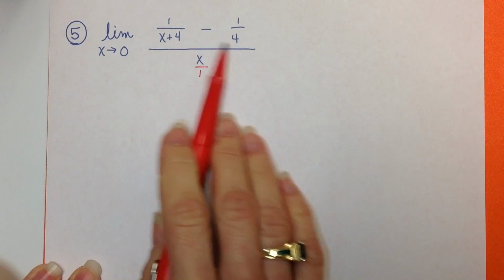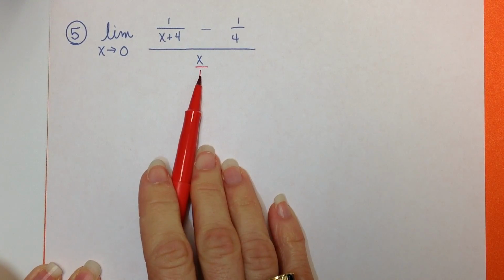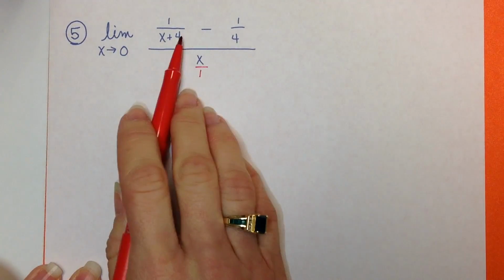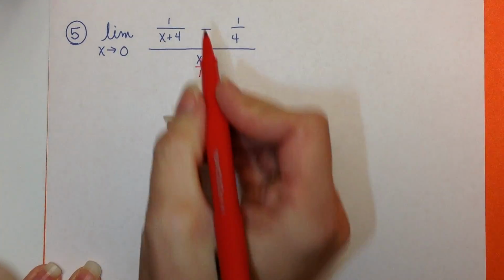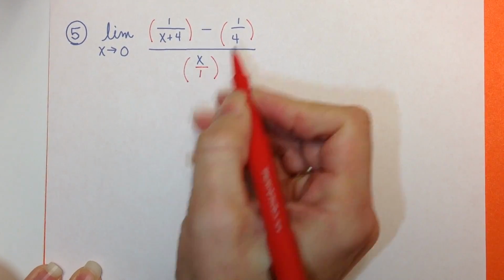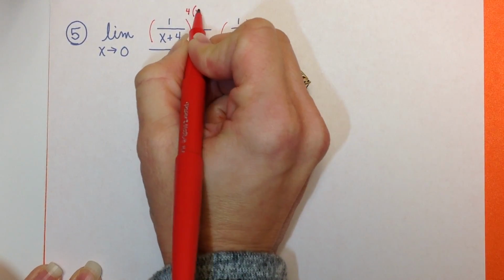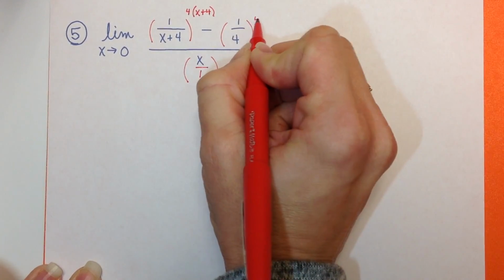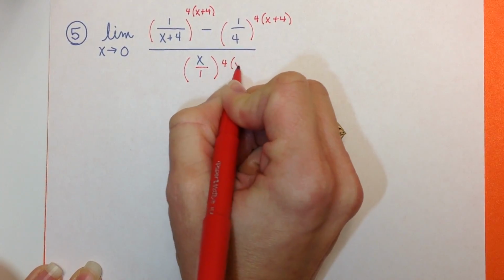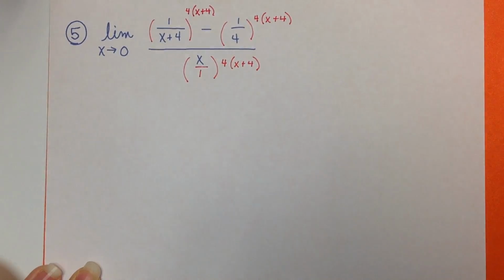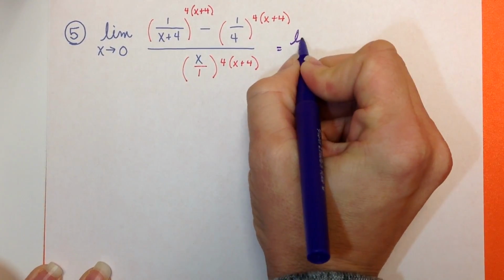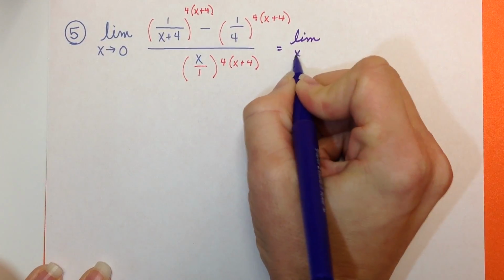So if you were picking a common denominator for all of this, your common denominator is going to be 4 times x plus 4. So like this 4 would not count as the same thing. So we're going to go through and we're going to multiply all of these terms, top and bottom, by 4 times x plus 4. Now still continue to write your limit, because remember we're not doing the direct substitution yet.